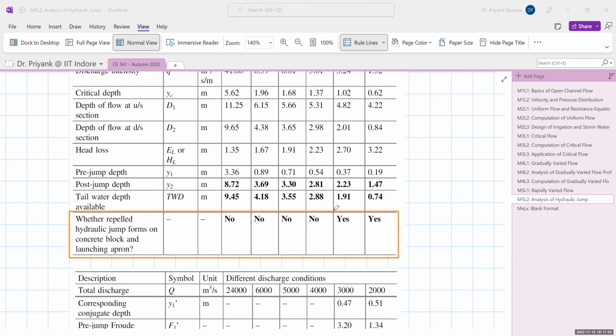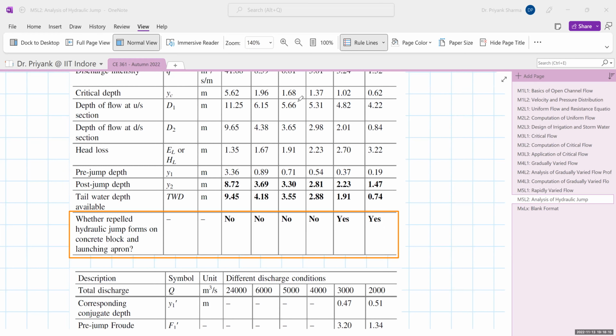Till the discharge of 4000 meter cube per second, the answer is no, there is no repelled jump formation. There is a jump at the vena contracta, or what we can say the toe of the weir, or it is contained within the stilling basin. But for discharges less than 4000, a repelled jump was formed. Now this is a critical condition.